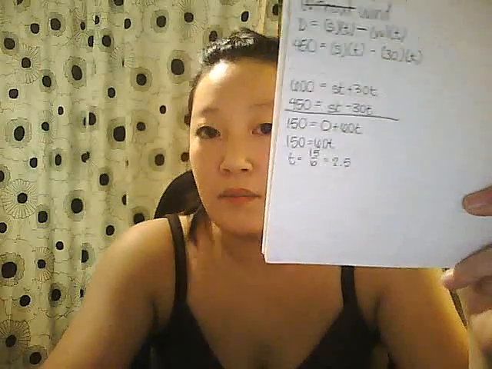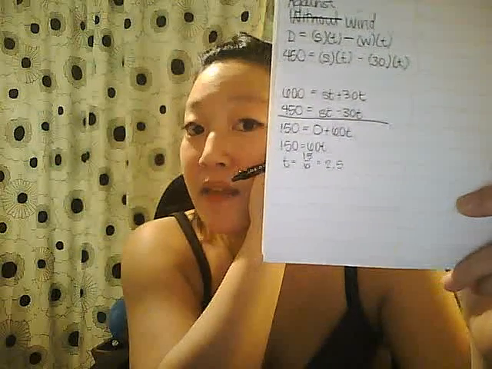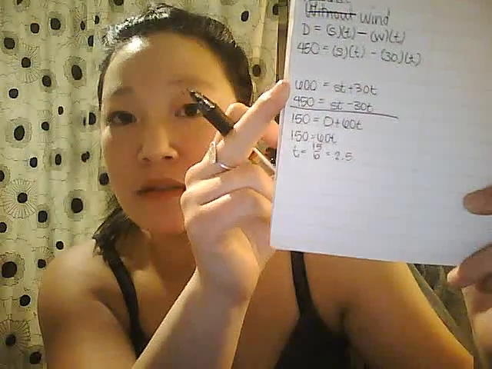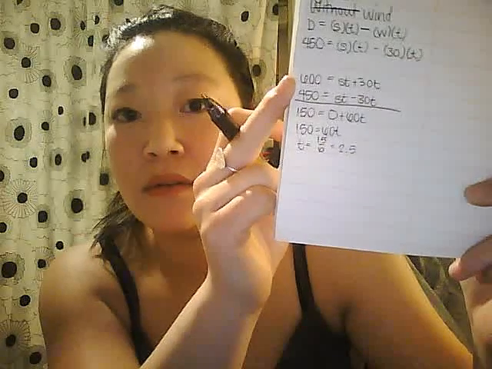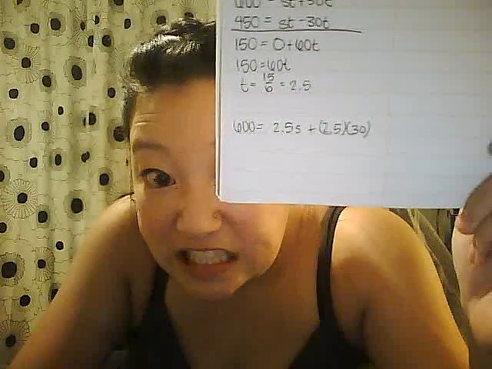Okay, so now we know that the plane has been flying for 2.5 units of time. And we can take that t value and plug it into either of the equations, and solve for s. So I'm going to go ahead and solve the top one, 600. So now we have 600 equals 2.5s plus 2.5 times 30. Hopefully you can see that.